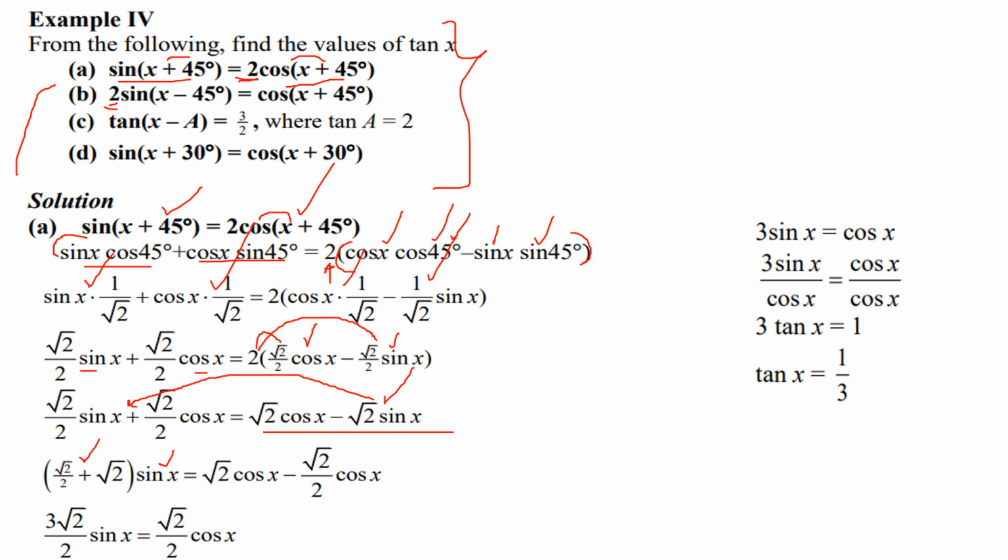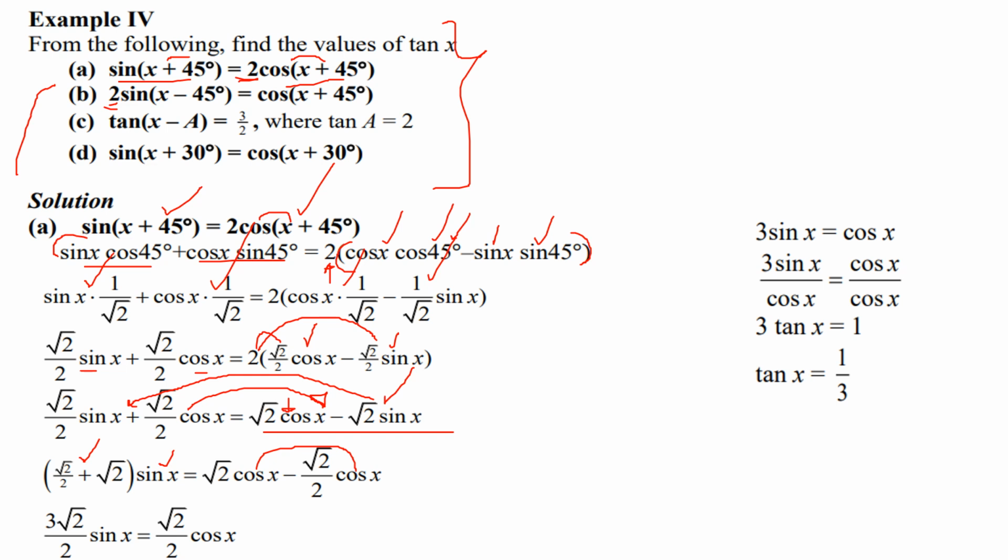Now we do the same to cos. We collect terms of cos together. So we leave root 2 cos x this side, and then you bring this one this side, which will turn into a negative. So it will be minus root 2 cos x. Now here you do the same. You factorize out cos x. So it's going to be root 2 minus a half root 2.